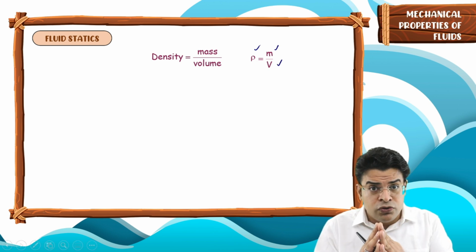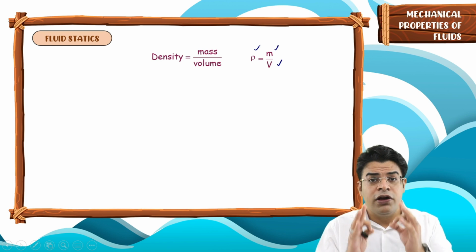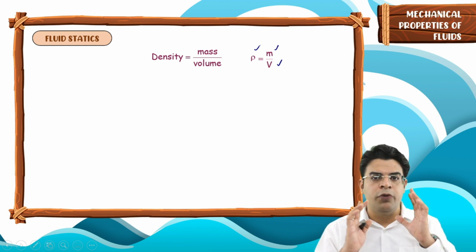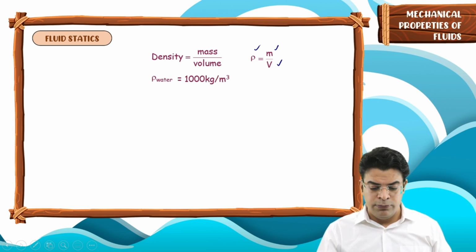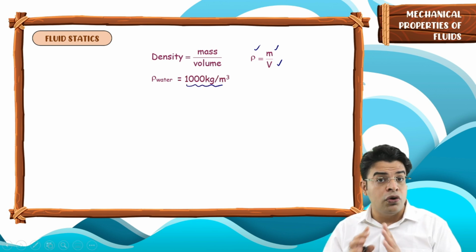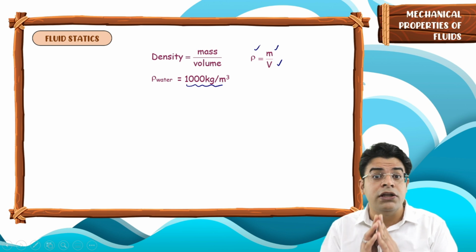It goes without saying, a student aspiring for NEET must know what is the density of pure water. The density of pure water is 1000 kg per meter cube, and you should know it. They might not give it to you in the question.